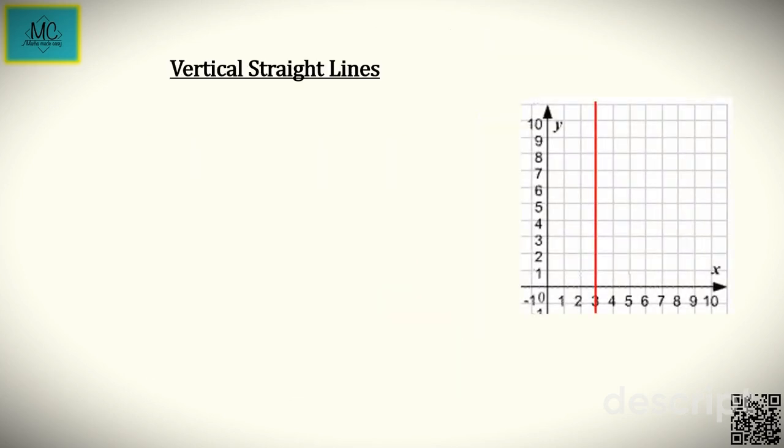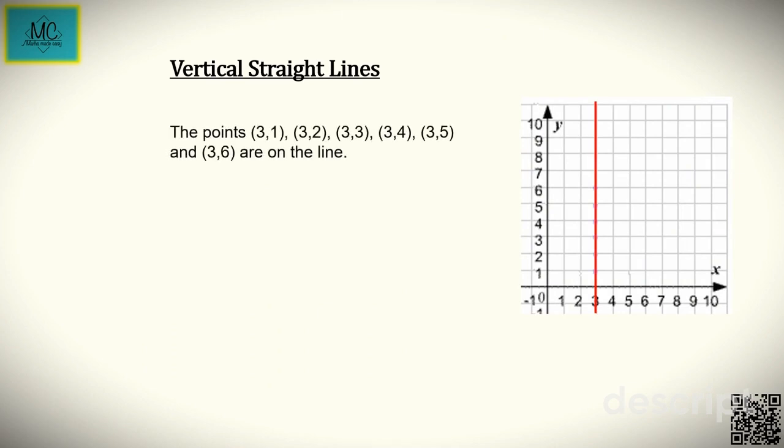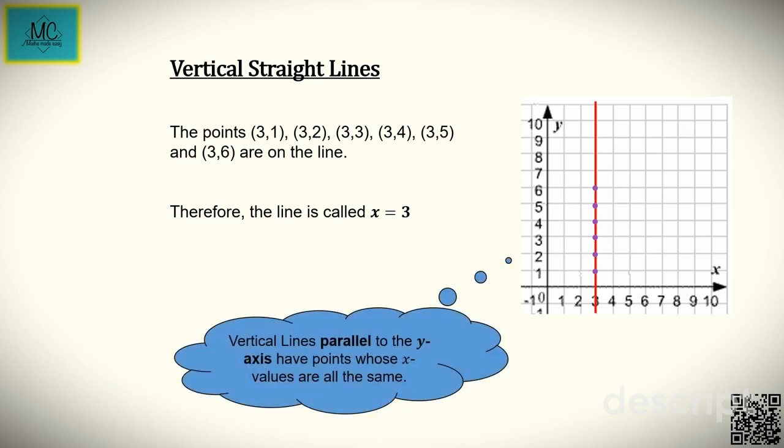Let's understand the vertical straight line now, after the horizontal straight line. Here's a vertical straight line graph drawn on the axis. The points here are 3, 1, 3, 2, 3, 3, 3, 4, 3, 5, and 3, 6, which are on the line. And they have the same x value of 3. Therefore the line is called x is equal to 3, which is parallel to the y-axis.